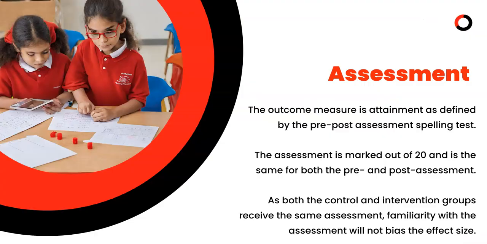Then just moving on to the assessment, the outcome measure is attainment as defined by the pre and post assessment spelling test. The assessment is marked out of 20 and it's the same for both the pre and the post assessment. As both the control and intervention groups receive the same assessment, familiarity with this should not bias the effect size. And you will find a one-page handout in the resource folder for guidance.